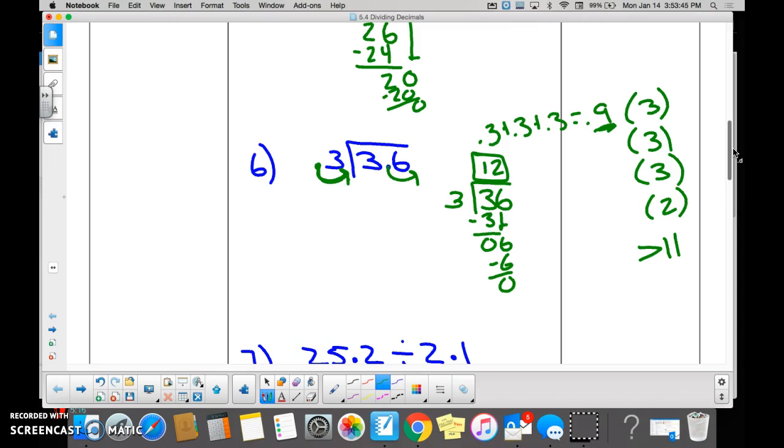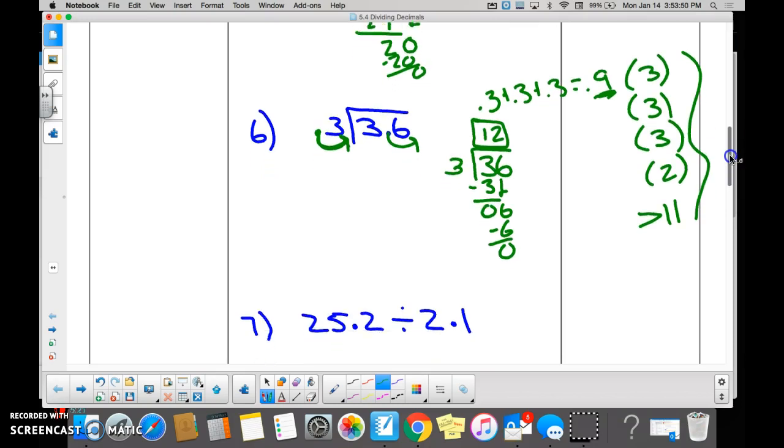3/10 goes into 3 and 6/10 12 times. Again, my estimate proves that I'm probably right because I was pretty darn close.